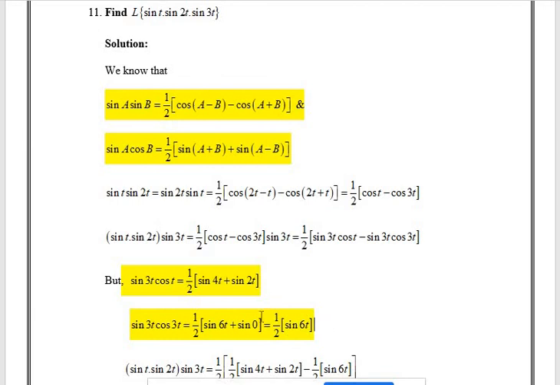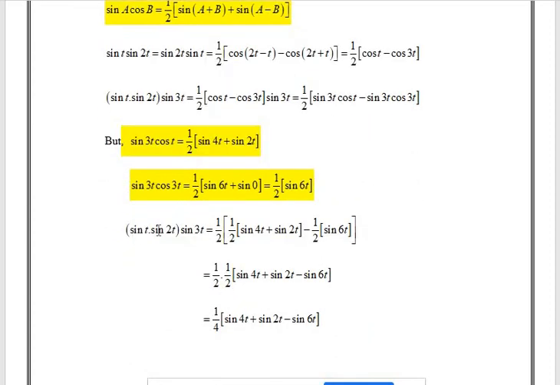Now let us substitute this value in the given equation. Sin t into sin 2t into sin 3t. That is half into half of sin 4t plus sin 2t minus half into sin 6t, that is the expansion of sin 3t cos 3t. So by simplifying this we get half, you remove the common factor outside, then 1 by 4 into sin 4t plus sin 2t minus sin 6t will be the required expansion of this function.